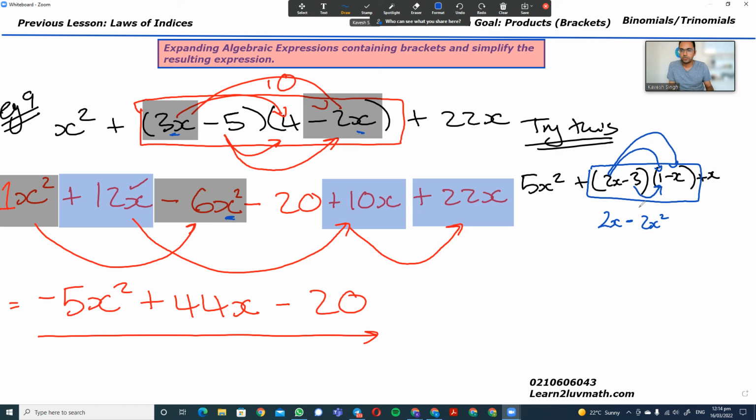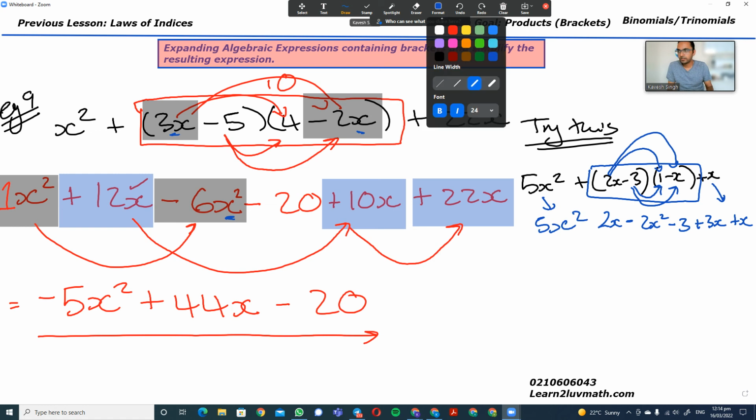Now let's go to the inner two terms. Minus 3 times 1 gets you minus 3. And minus 3 times minus x will give you positive 3x. A negative times a negative gets you a positive 3x. We end up with 4 terms, so we know we're done with the entire expansion. Let's bring plus x down, and let's bring 5x squared down. Let's find our like terms.